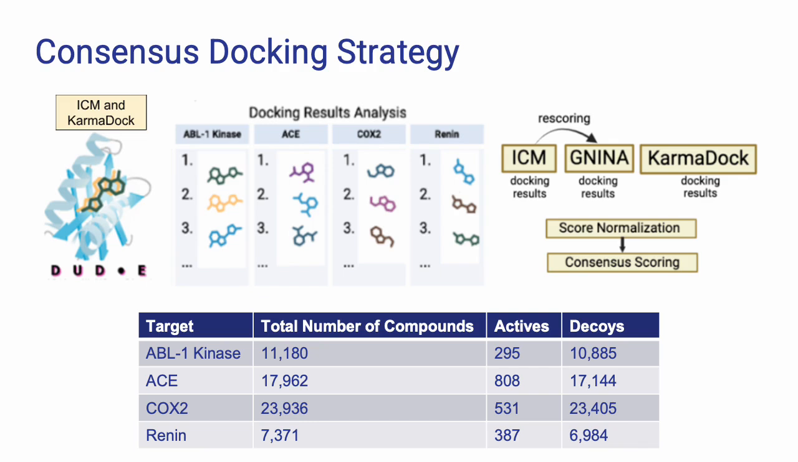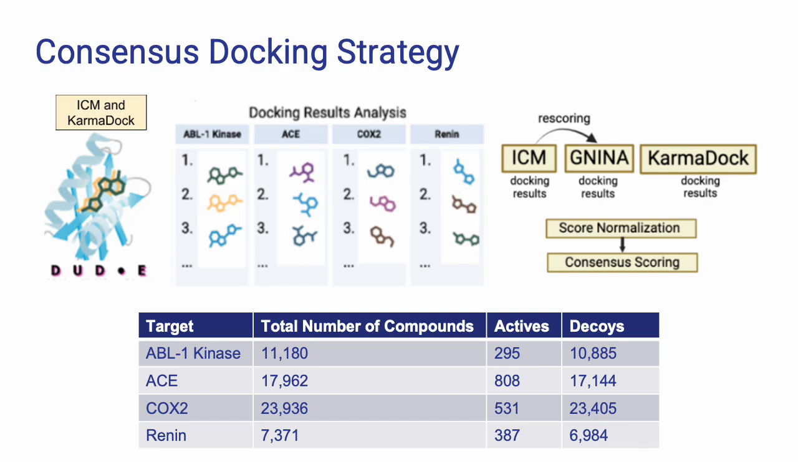To summarize the consensus docking workflow, we validated 4 targets: ABL1 kinase, ACE, COX2, and renin using ICM and KarmaDoc through redocking. After validation, we docked active and decoy datasets using ICM and KarmaDoc and rescored ICM results with Nina.